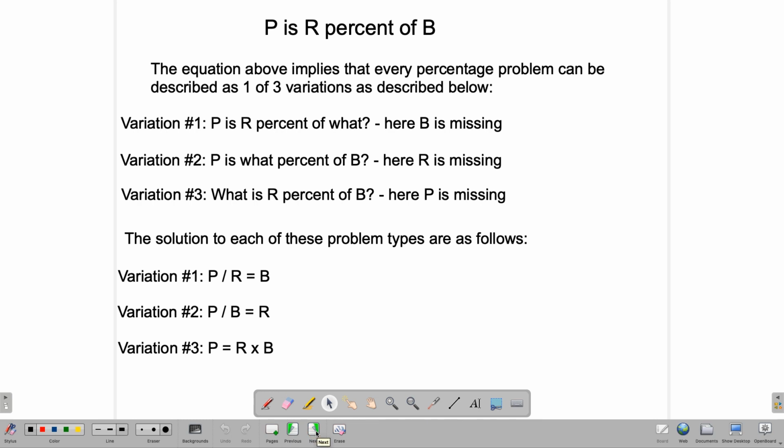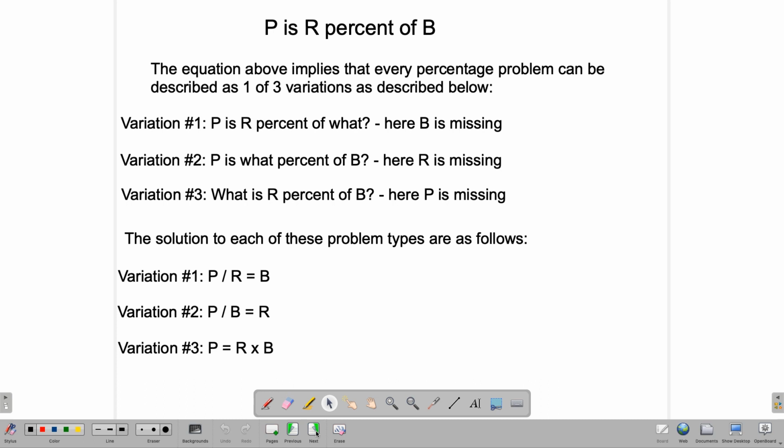The equation above implies that every percentage problem can be described as one of three variations. Variation number 1. P is R percent of what? Here B is missing. Variation number 2. P is what percent of B? Here R is missing. Variation number 3. What is R percent of B? Here P is missing. The solution to each of these problem types are as follows.